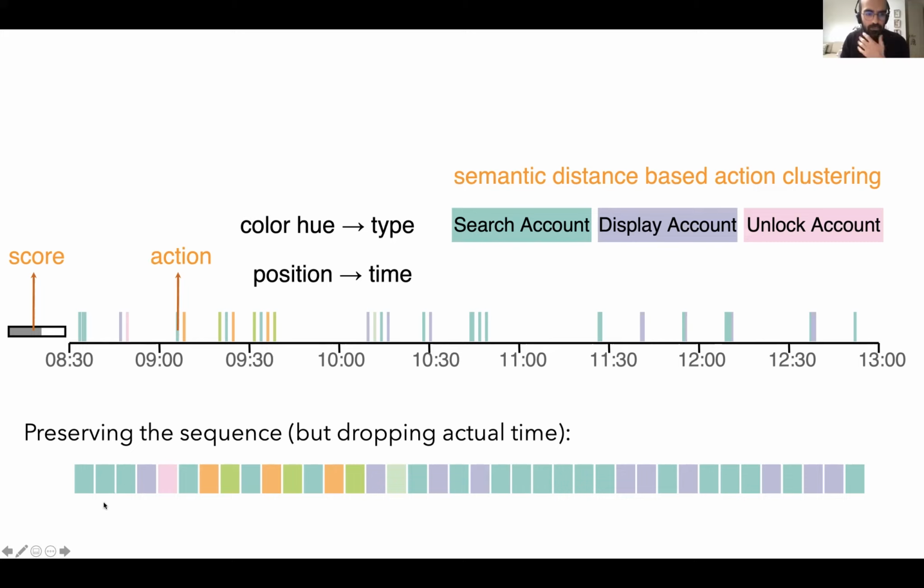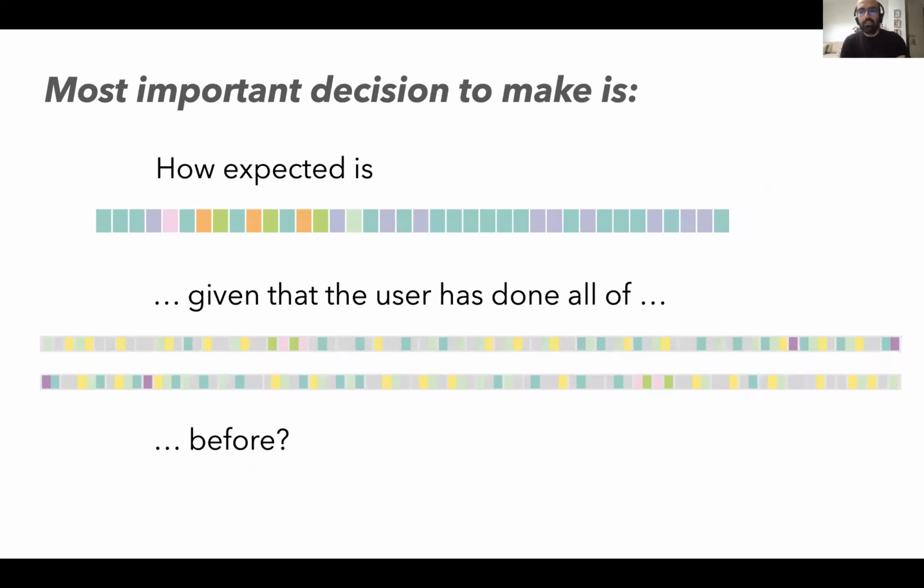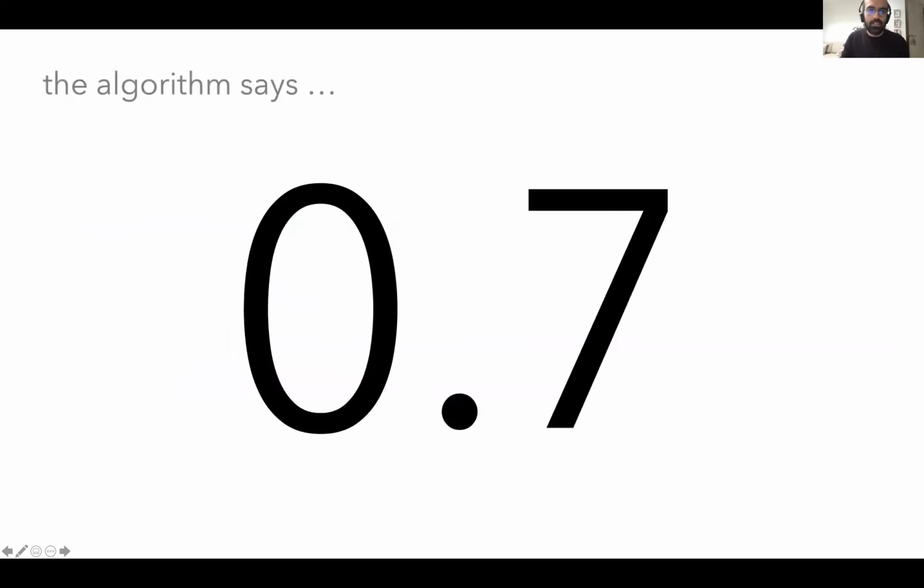And then, yeah, I'll use this representation in the next slides. To represent this a bit more simply, we preserve the sequence in this timeline, but we drop the actual time. So we just represent the sequence. We have these two kinds of representations that I will use in the next slides. And then the most important decision to make with the help of an algorithm in this context is how expected is such a session, given that the user has done all of this before. So that's the context in which the decisions have to be made.